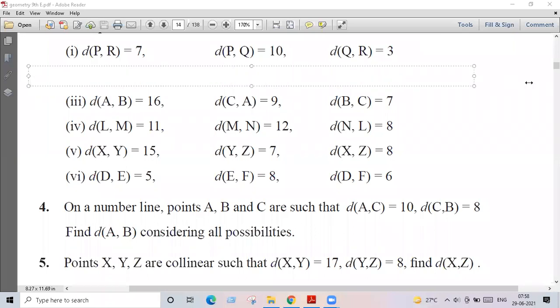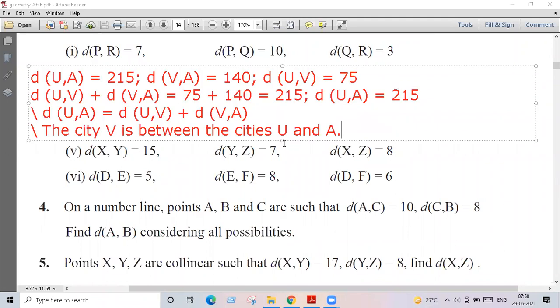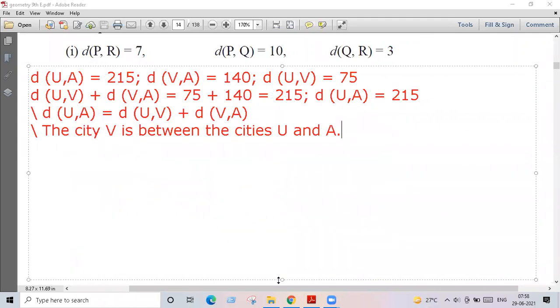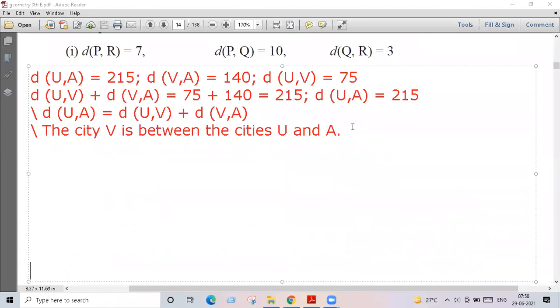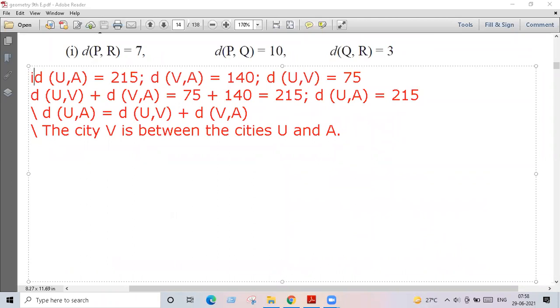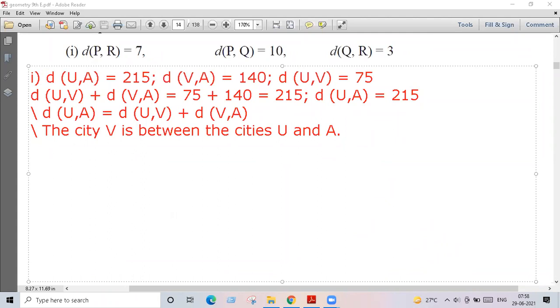So let's see, guys, how to solve. Okay, here is the method we will follow, the one given in your textbook. So first, the distance of PQ. We'll take the distance PQ, that is 10.